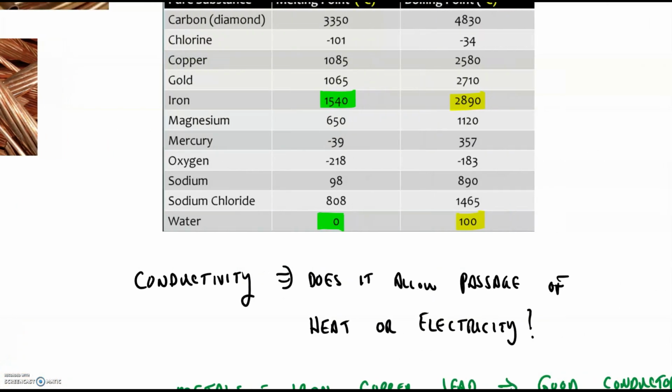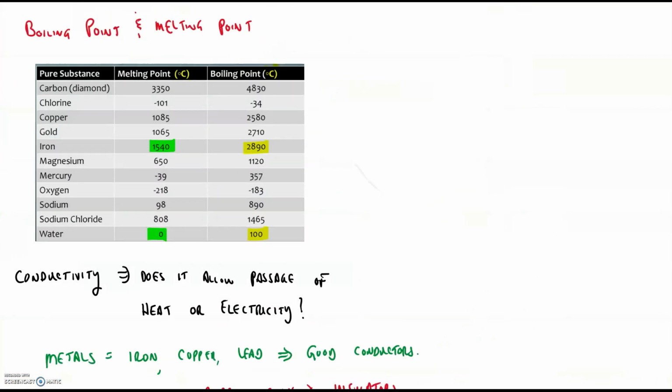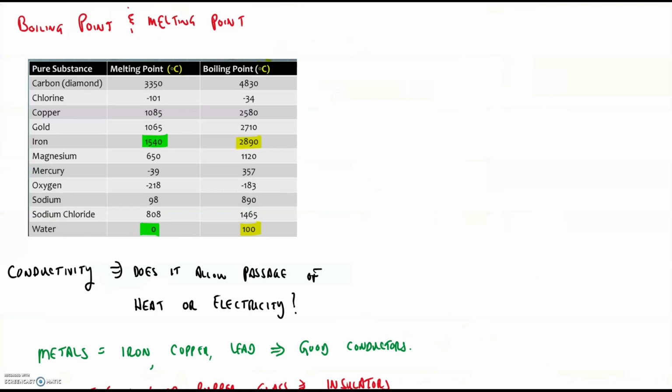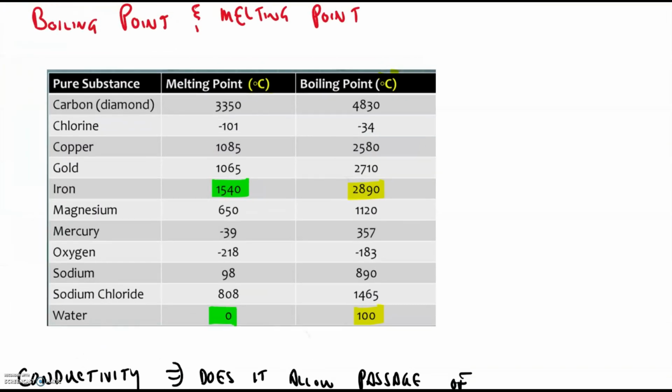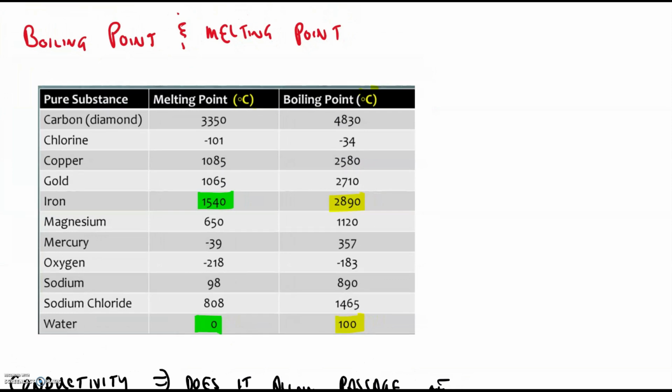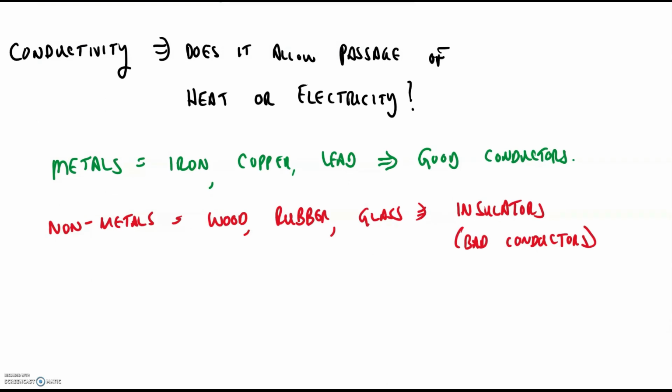Another good example of a physical property would be boiling or melting point. There are wildly different boiling points and melting points for different substances. And they are intensive properties, meaning they are constant. Doesn't matter how much you have. One molecule of water will boil at 100 degrees Celsius just as much as an entire pot will. Is it conductive? Does it allow the passage of heat or electricity? Metals are good conductors. Non-metals tend to be bad conductors.